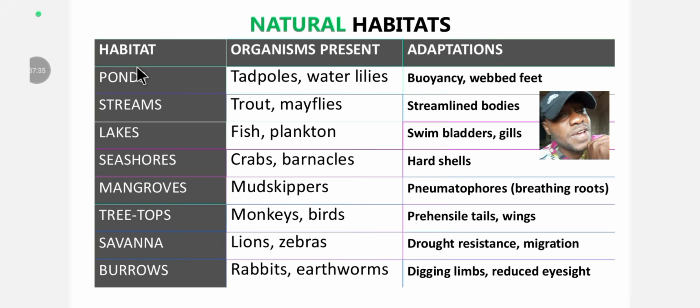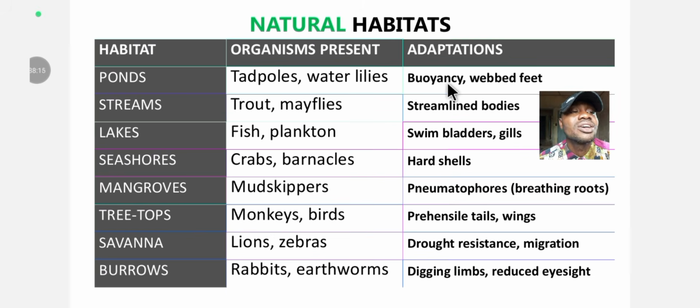Let's take the first. The first we have there is pond. You know the pond habitat now. So what organisms are present in pond? We have the tadpoles and we have the water lily. What is that structure that makes them adapt to that pond? Why are they able to live in ponds? Buoyancy. Because of buoyancy, they have webbed feet. Water lily has air-filled cortical cells. That gives them this buoyancy that makes them float on water. They can just remain on the water top.